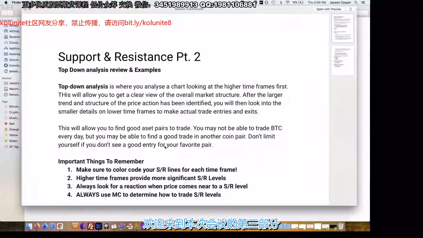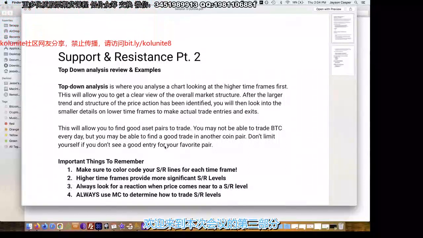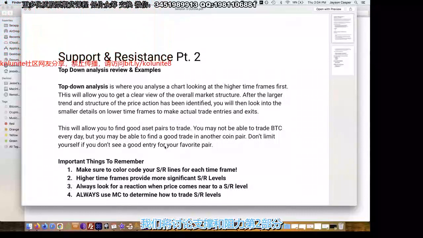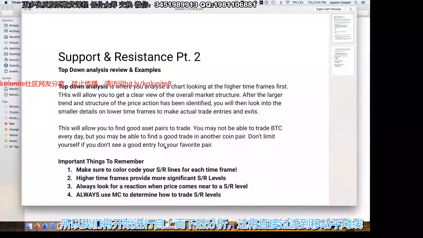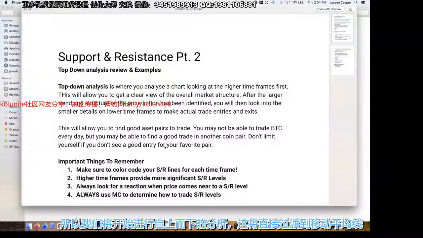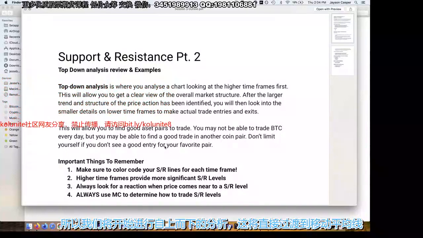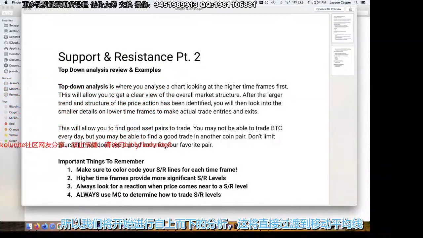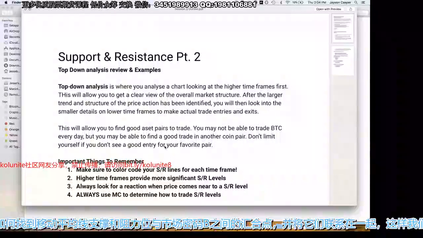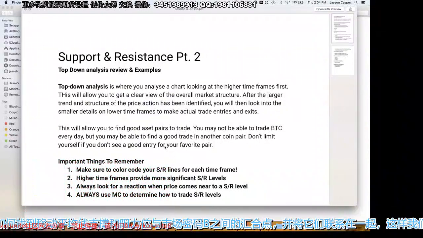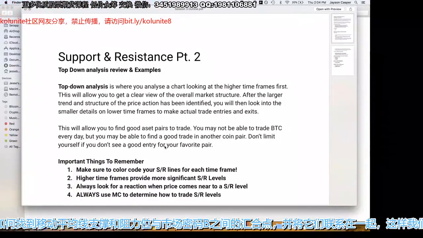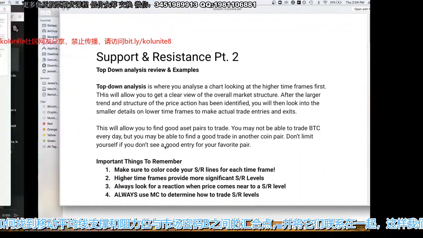All right, welcome to session 3. In this session, we are going to be going over support and resistance part 2. We're going to start going over top-down analysis, and that is going to transition right into moving averages. And then at the end of this course, we're going to take a look at how we can find confluence between moving averages, support and resistance levels, and Market Cipher B, and tie it all together so that we can find some really good entries into trades.